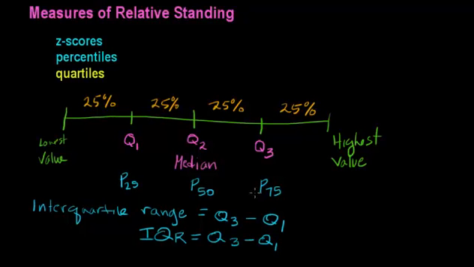So our last measure of relative standing were the quartiles. Quartiles are special percentiles just along the way. If we broke this up into 100, we'd still have our P25, our P50, and our P75. So quartiles, percentiles, and z-scores are measures of relative standing.